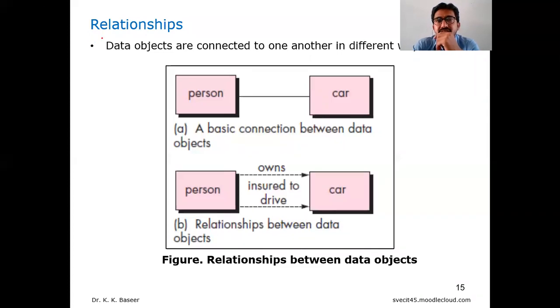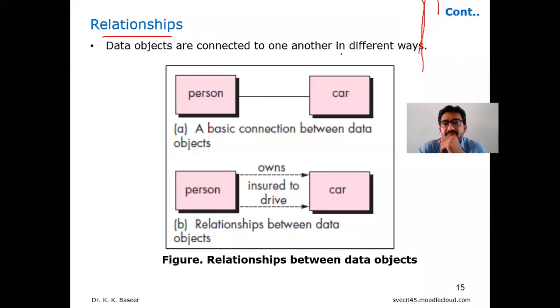The last subheading under this is relationship. Relationship is very important here, because data objects are connected to one another with the help of a link or relationship. This is called a connection between data objects. What are the data objects here? Person and car. So a person can buy a car, and a person can drive a car. Like this, we can make a connection between them.